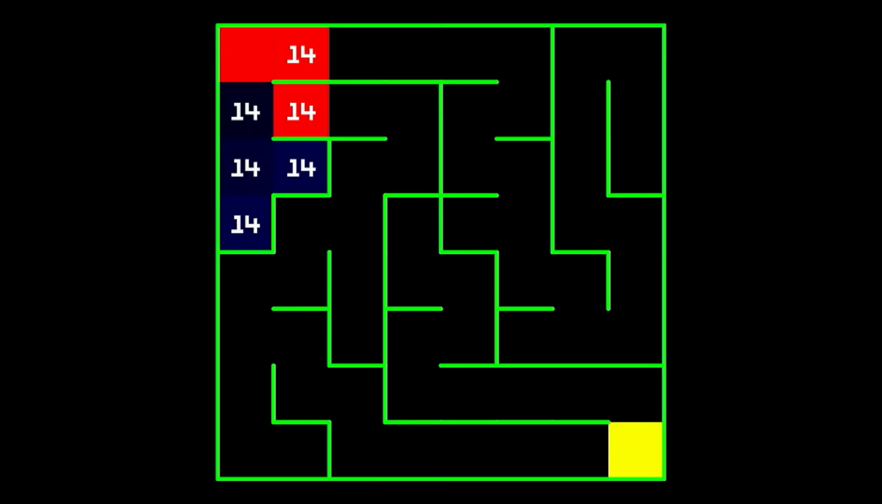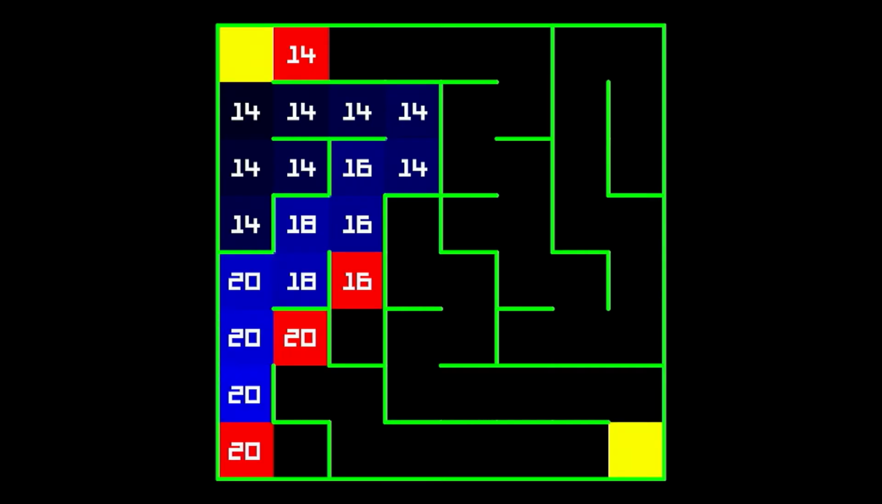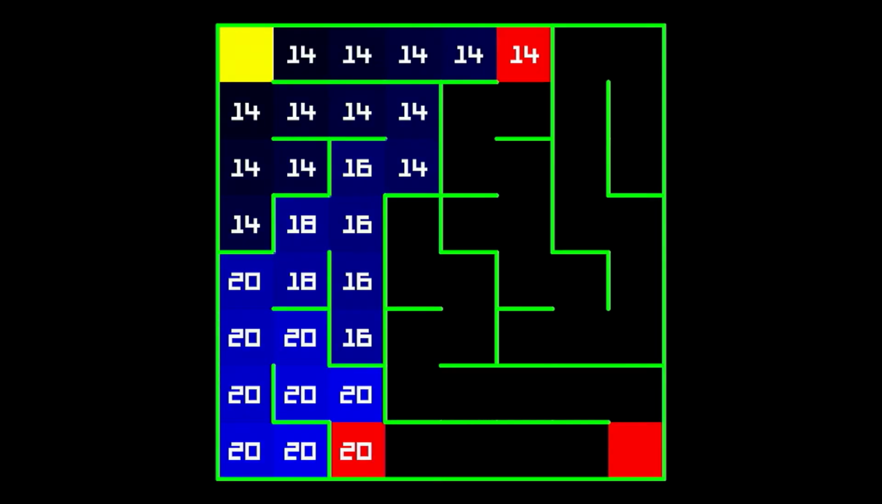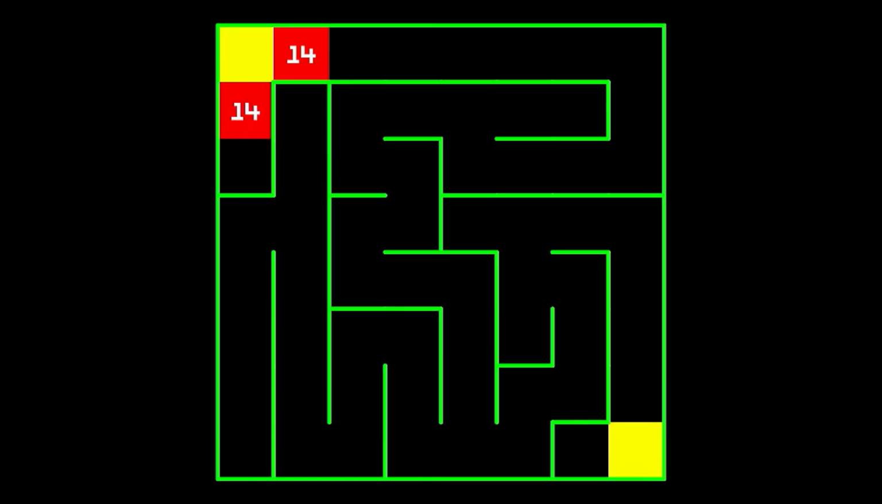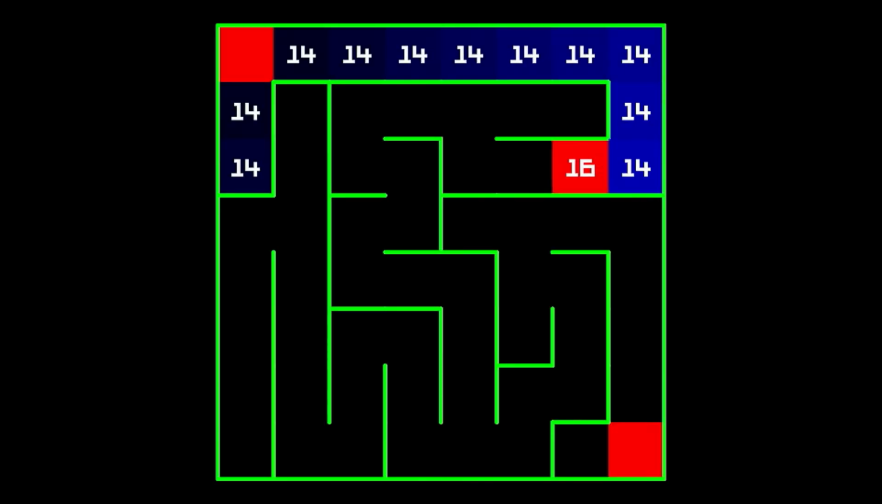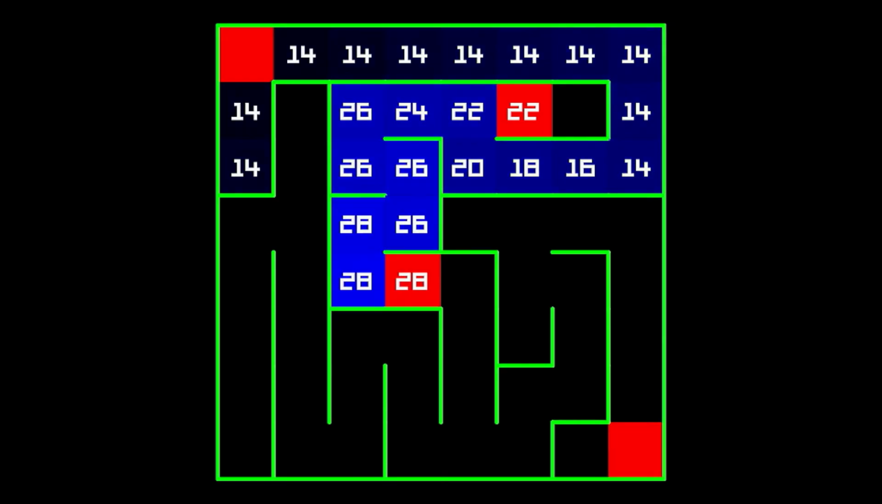We can enhance this algorithm by adding a heuristic to the score for each cell, based roughly on the distance from that cell to our destination. And by searching on a path with the lowest overall score, we can complete our search quickly.